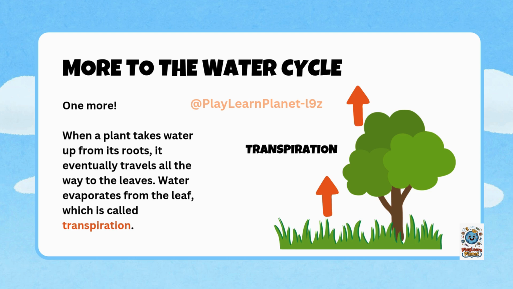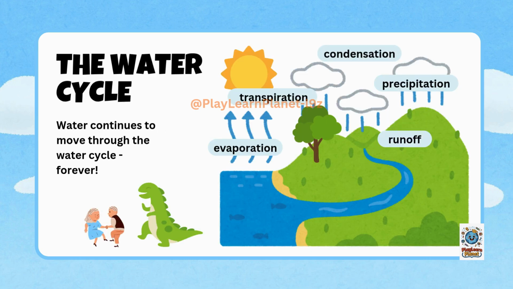More to the water cycle. One more. When a plant takes water up from its roots, it eventually travels all the way to the leaves. Water evaporates from the leaf, which is called transpiration. The water cycle. Water continues to move through the water cycle forever.